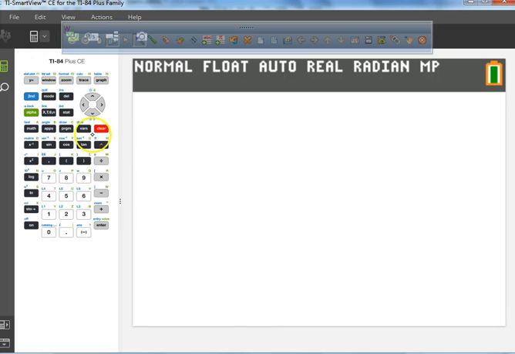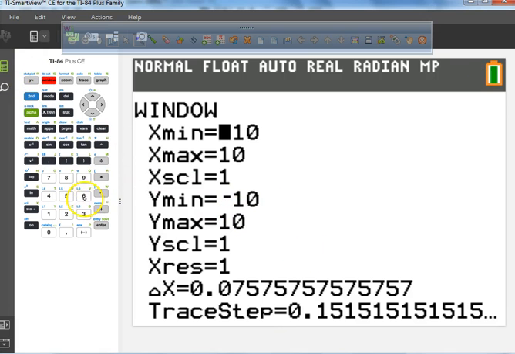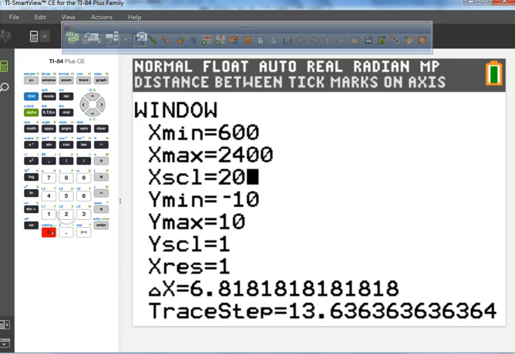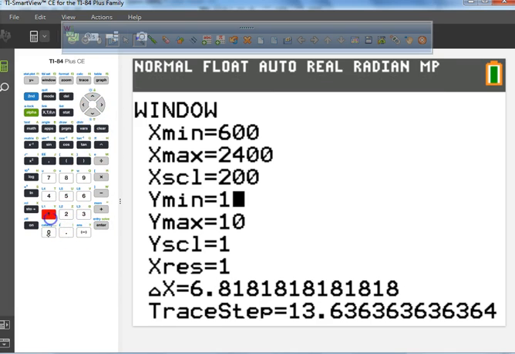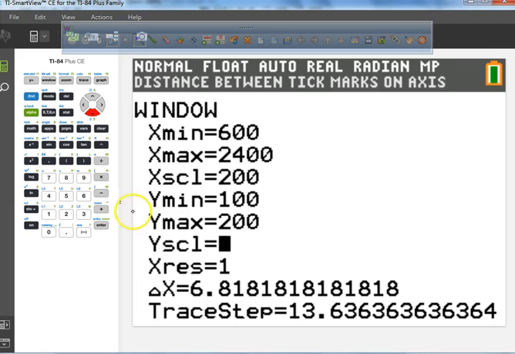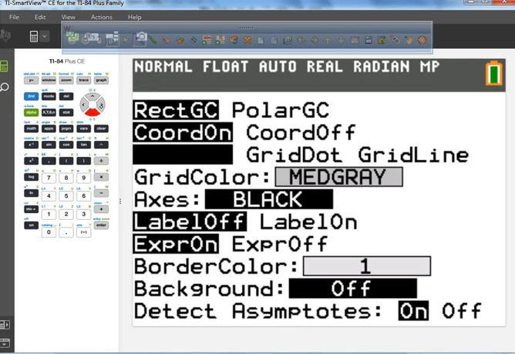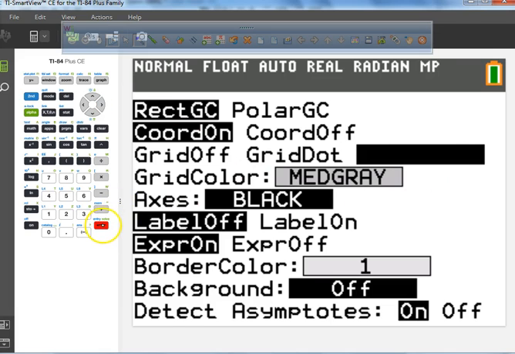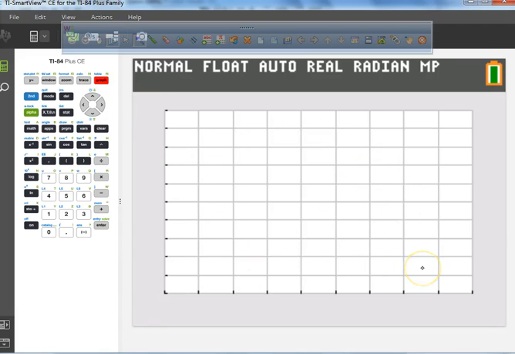Let's go to the window settings. I'm going to go from 600 to 2400, and I'm going up by 200, going from 100 to 200, and we're going up by 10s. Now, let's turn our grid lines on. Second, zoom, turn your grid line from off to on, and when you hit graph, you should see a nice, neat graph. There's nothing plotted yet.